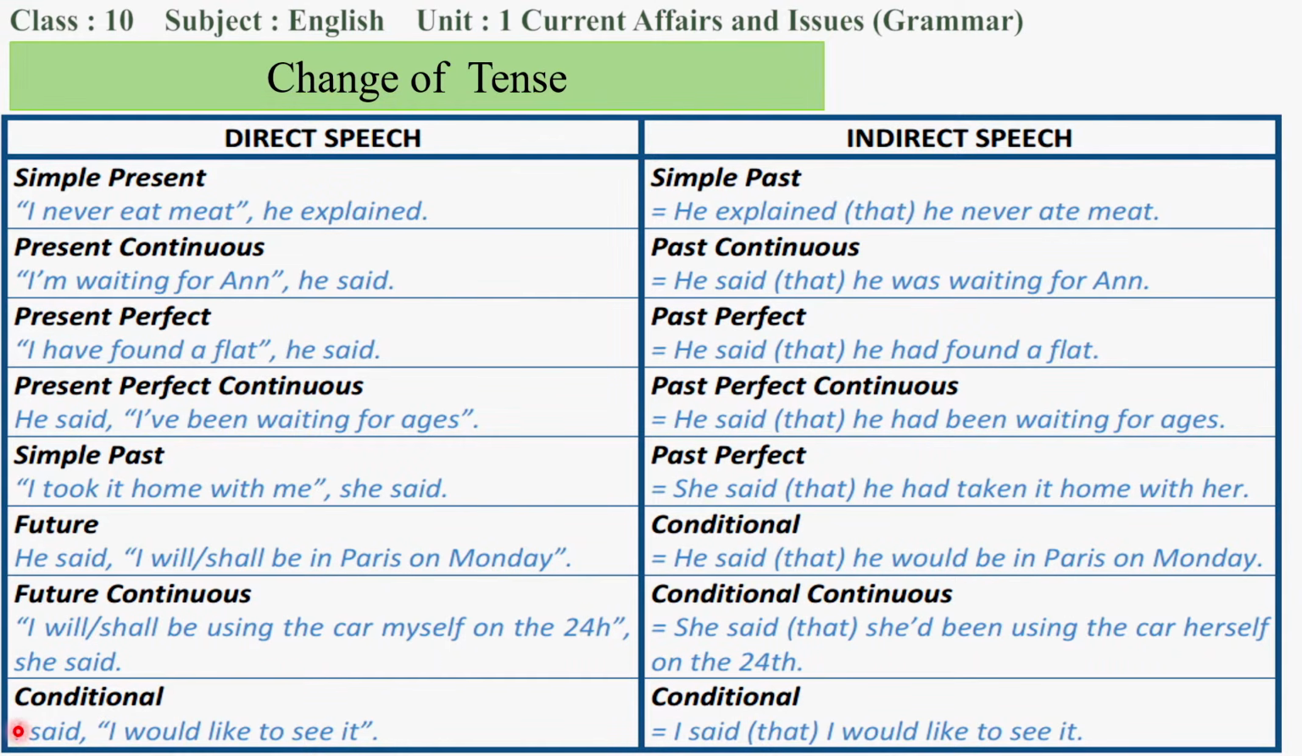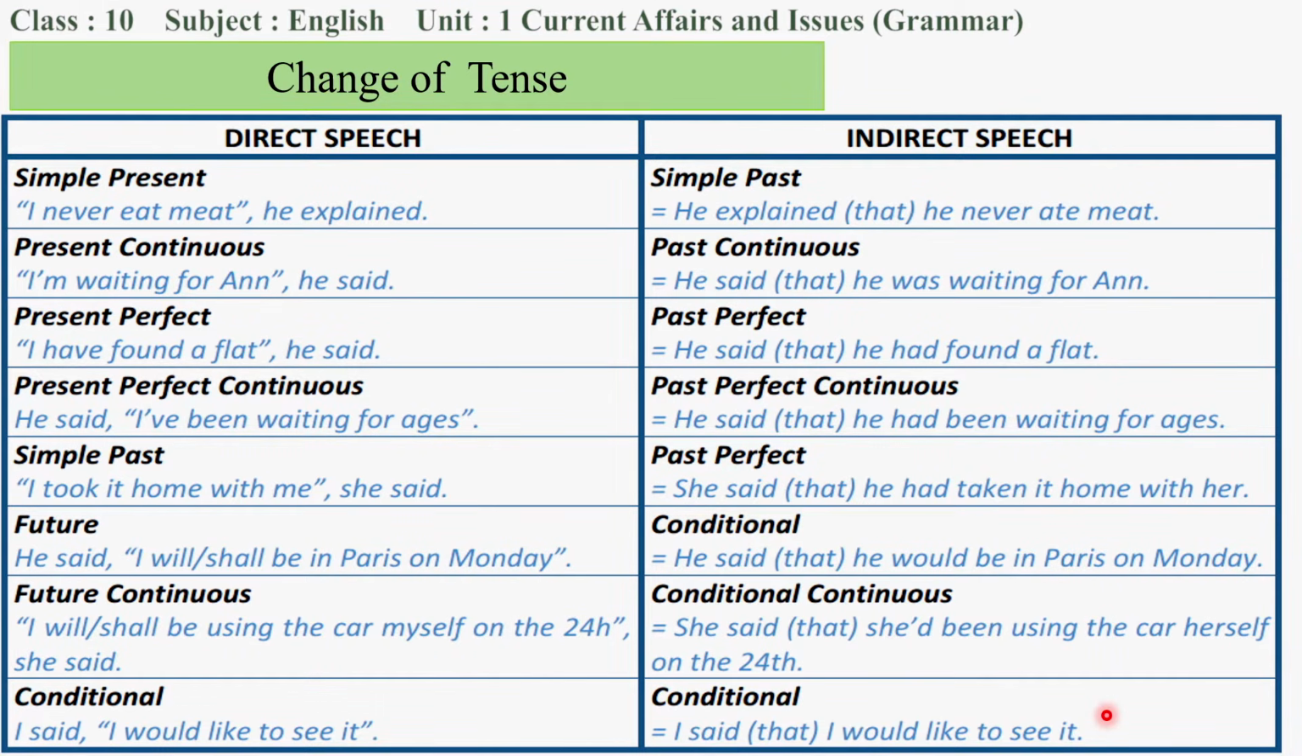And conditional, no change, right? Same. "I said I would like to see it." I said I would like to see it. No change over there. So this is about tense, what you need to focus on while changing direct into indirect.